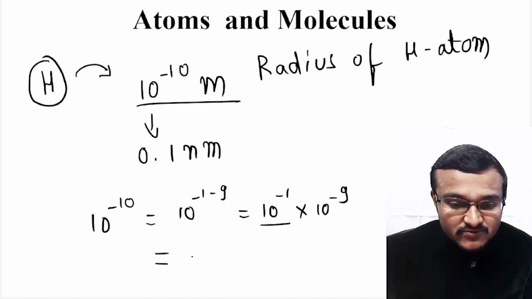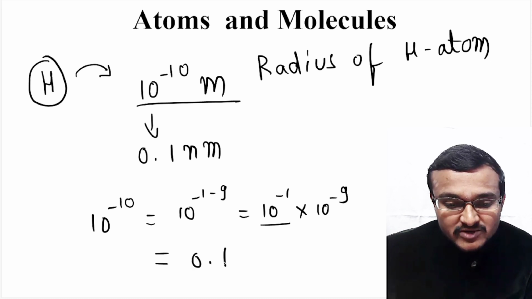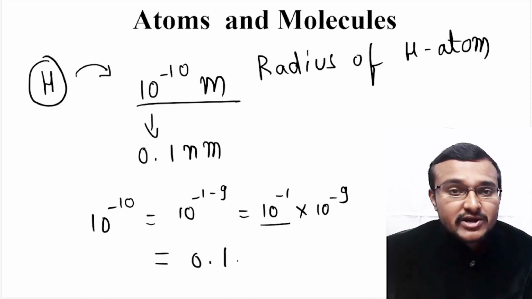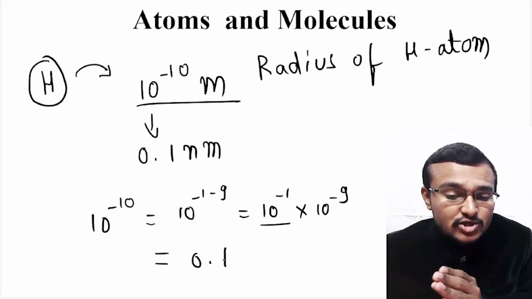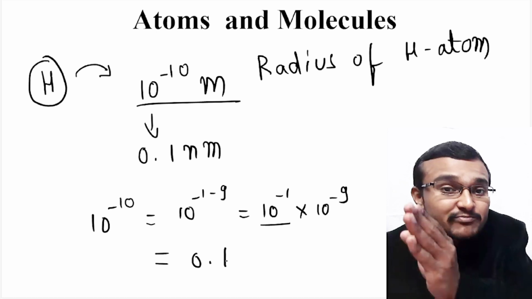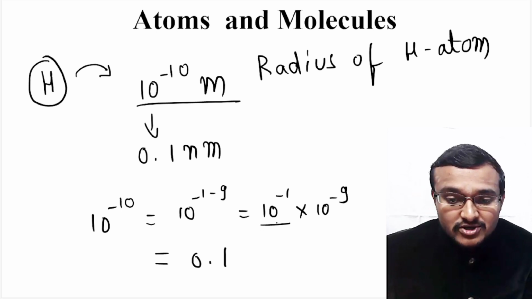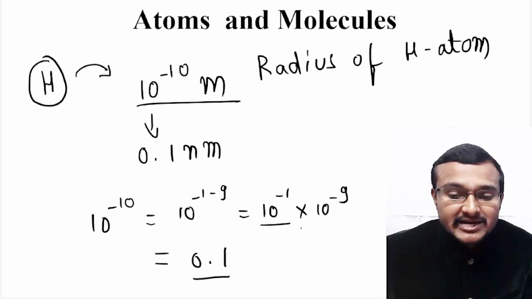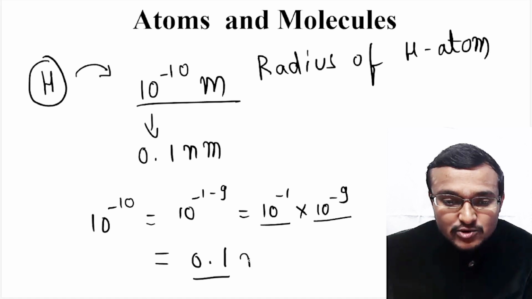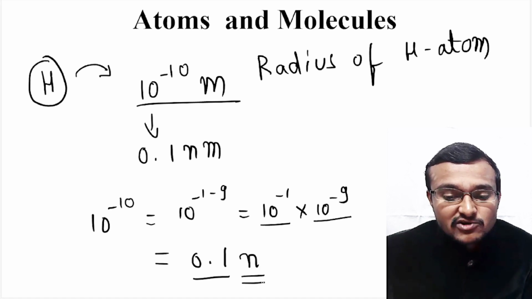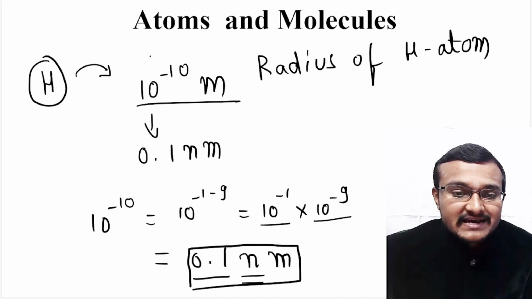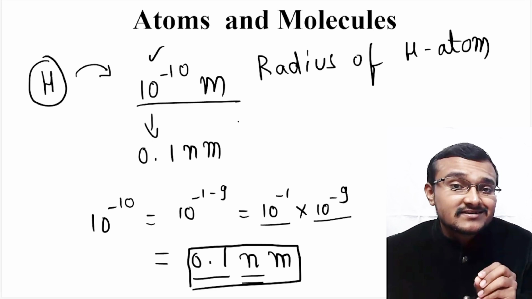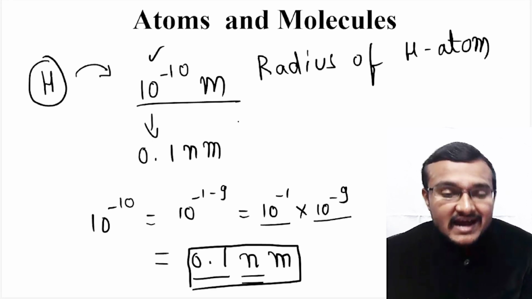What do you mean by 10 power minus 1? 10 power minus 1 is nothing but 0.1, because when you shift this point to the right hand side of this particular 1, then you will see 1 into 10 power minus 1. So 10 power minus 1 can be written as 0.1, and 10 power minus 9 is known as nano, and the symbol for nano is small n, with meter. So 0.1 nanometer or 10 power minus 10 meter is the radius of this particular hydrogen atom.